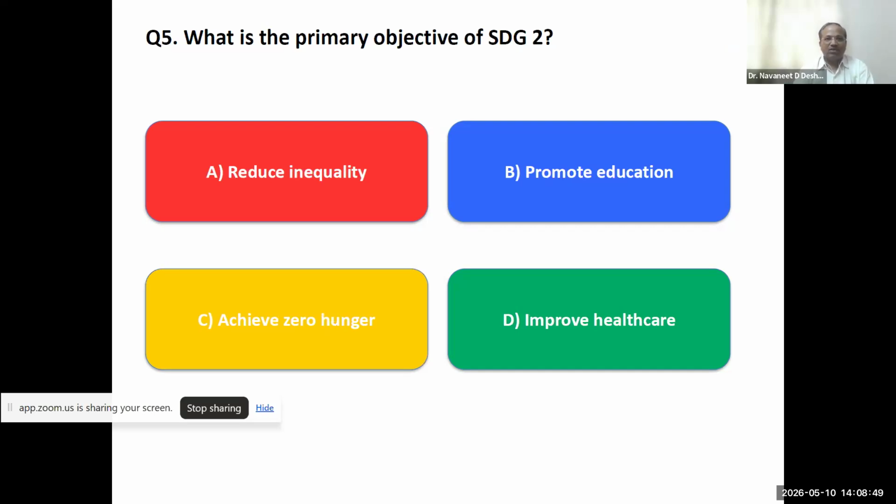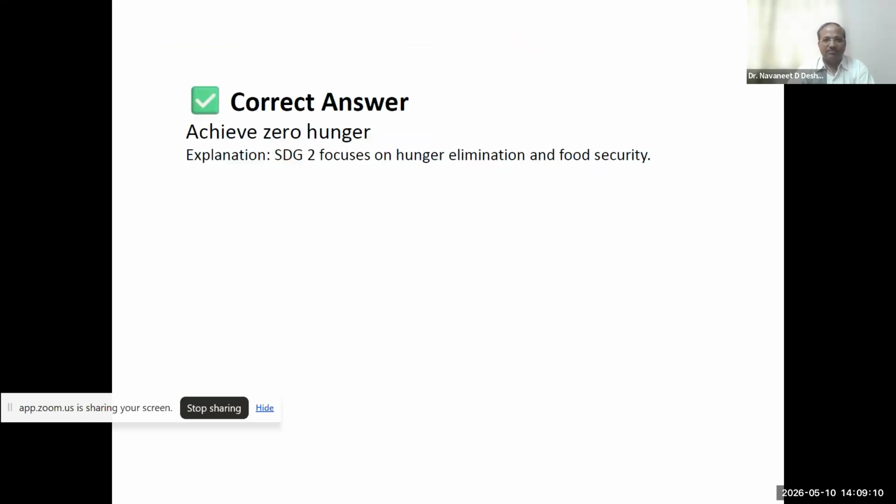Fifth question. What is the primary objective of SDG 2, the Sustainable Development Goal number 2? Reduce inequality is A. Promote education is B. Achieve zero hunger is the C option. And improve healthcare is the D option. Let's see the answer. Achieve zero hunger. SDG 2 especially focuses on hunger elimination and food security.